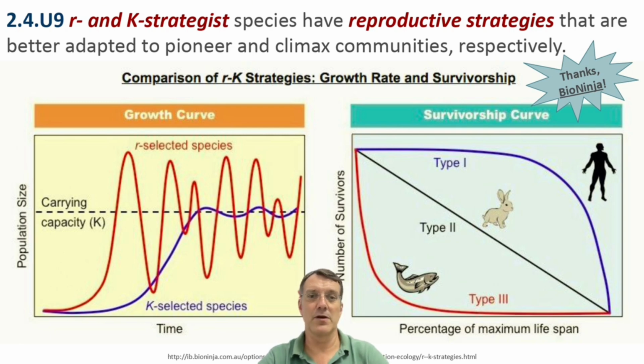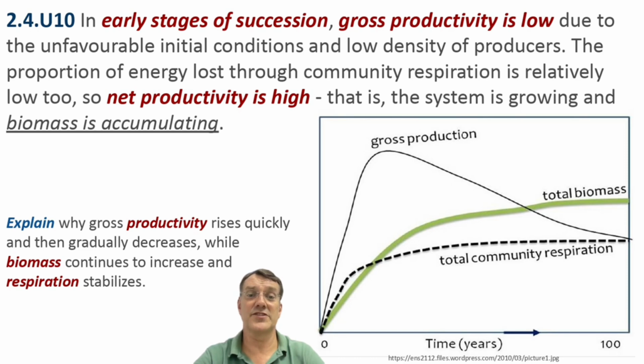The survivorship curves also differ dramatically, with r selected species experiencing high mortality, or a lot of deaths, early in life. In early stages of succession, gross productivity starts low due to the unfavorable conditions and the low density of producers. However, community respiration is also low, and that results in high net productivity as the system accumulates new biomass. The graph shows how gross production rises quickly, then gradually decreases while biomass continues to increase.